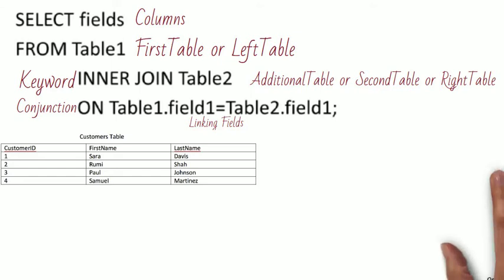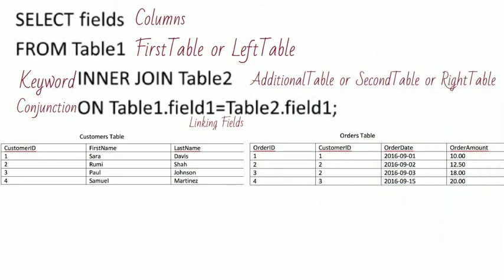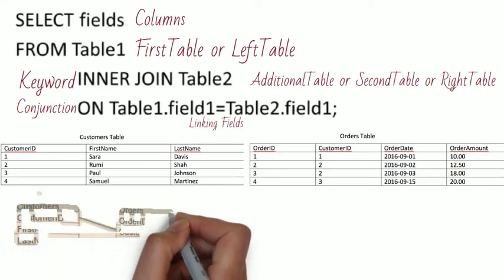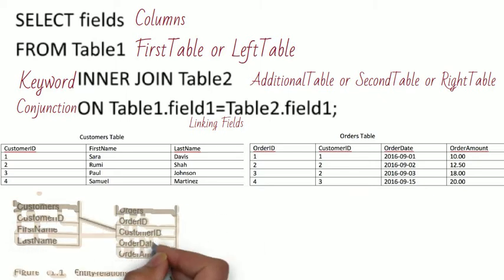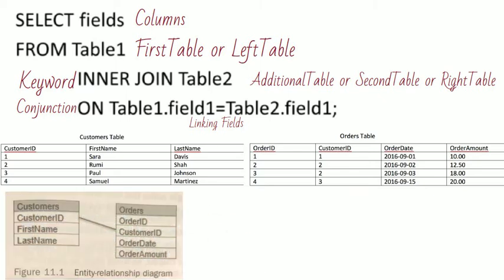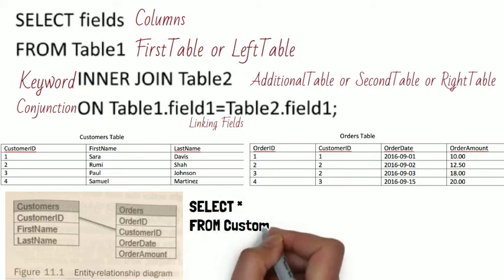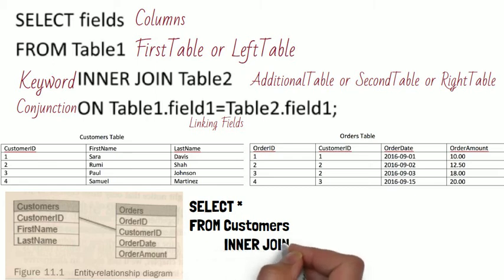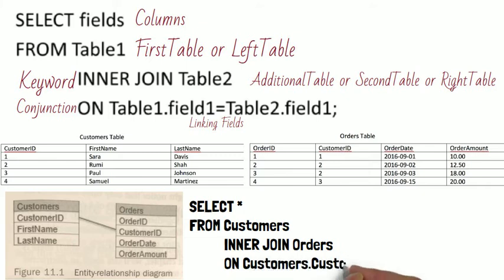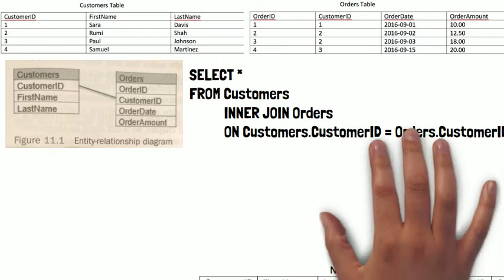And let's take a look at an example. Customer table and orders table. When we really try to write a SQL, please create the database diagram to find the real relationship between the two tables. Here we can see the customer ID is going to be the linking field for those two tables. So we can start to write the SQL. Select star or any columns you want from customers, that is table 1, inner join, the keyword, orders, that is the second table, on customers.customer ID equals orders.customer ID. So that is the very simple inner join SQL statement.